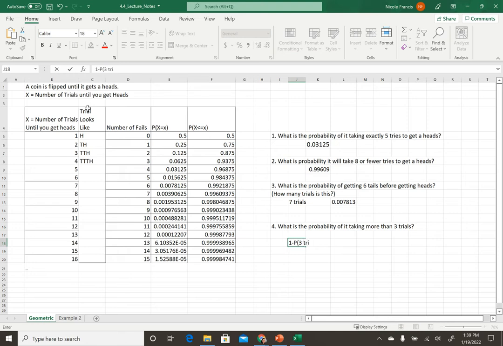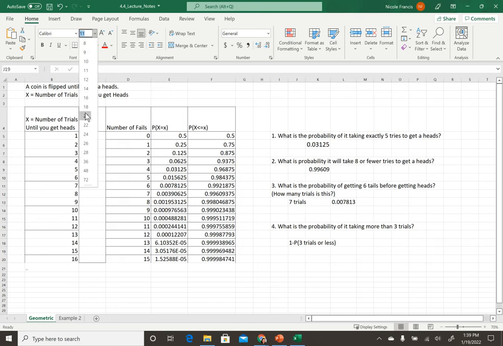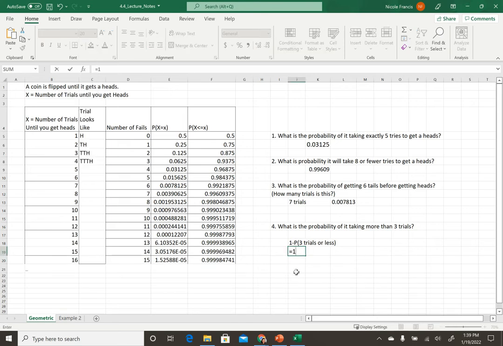3 trials or less, right? That's what that's going to be equal to. 1 minus the probability of 3 trials or less. So that is equal to 1 minus 3 trials or less, which is this cumulative one right here. Nope, I was right in the first place. I was looking at the wrong column. 3 trials plus 2 trials plus 1 trial. So that's my probability of it being 3 trials or less to get a head.